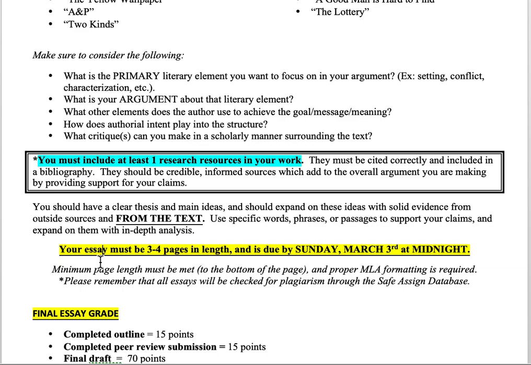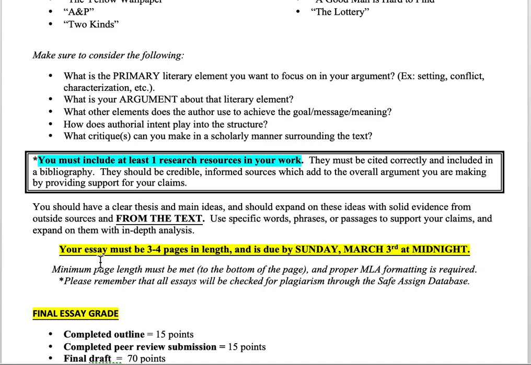You do need to include at least one research resource in your work. Make sure you cite it correctly in the text and include it in a bibliography along with whichever short story you choose. You should choose credible, informed sources that influence the argument that you are making and support your ideas. So you'll pull specific quotes from that research source, say biography.com or PBS or any number of credible websites. As long as it's not something uncredible like a blog or Wikipedia, it should work just fine.